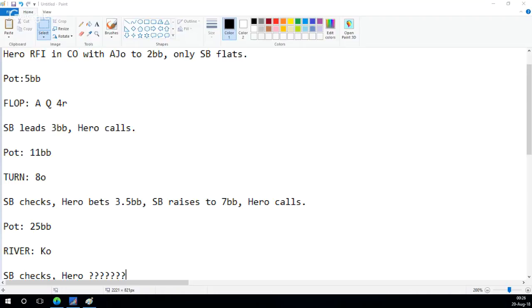So I just want to call, because if I raise, I think he folds a lot of the stuff that he would barrel. I think he would be aggressive on the turn, so I want to call to let him keep barreling. And I don't think his hands have a lot of equity against my hand. So I just call. Then on the turn, when he checks, I think he's giving up a lot.